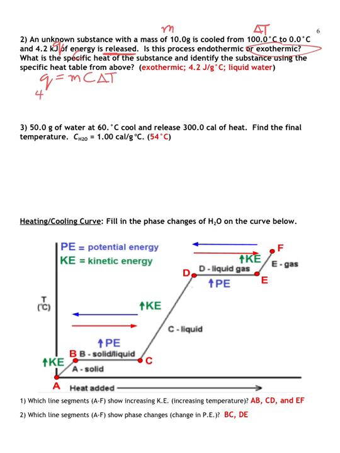Heat would be 1200 joules. I'm going to convert it to joules very quickly. The mass is 10 grams. The specific heat capacity of this unknown substance, and I'll just call it UNK, which stands for unknown. And then change in temperature, we're looking at 100 degrees change in temperature.